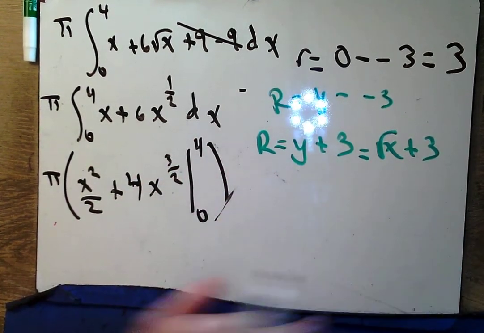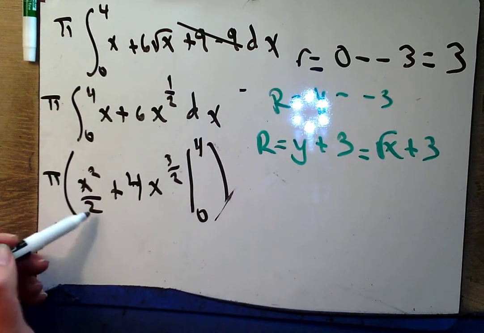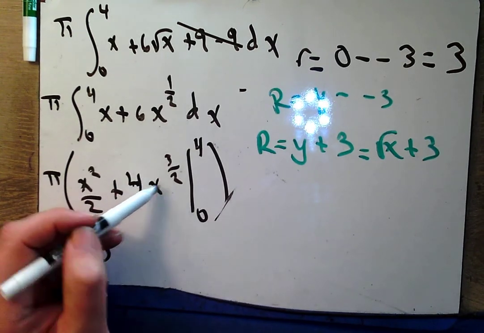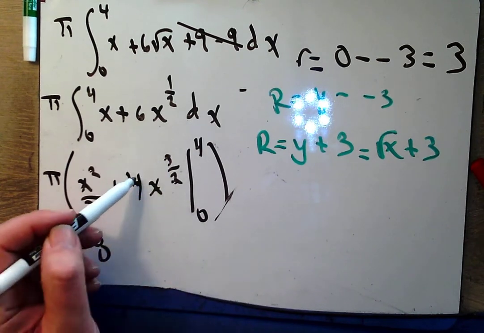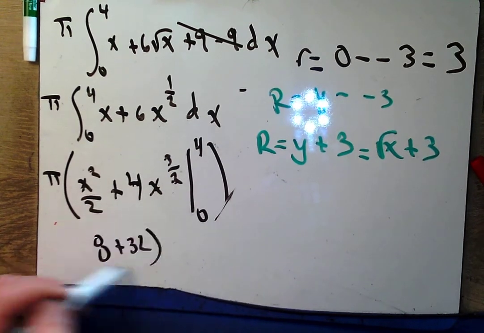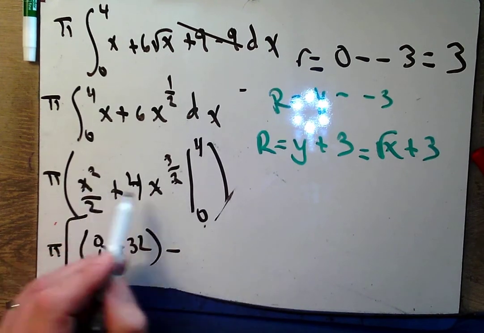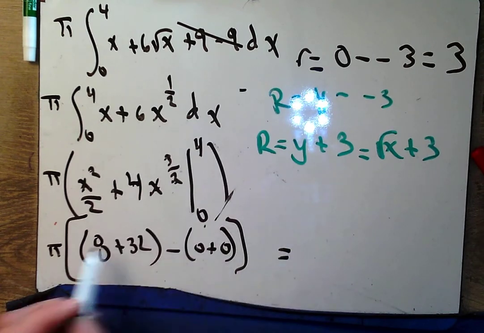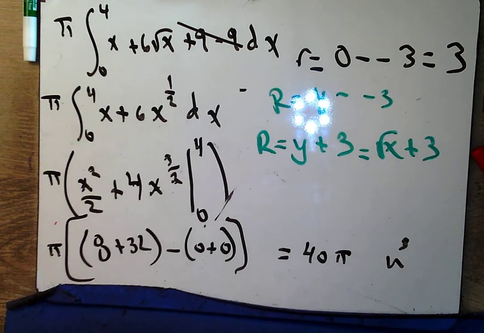Okay, so let's plug our 4 in. 4 squared is 16, divided by 2 is 8. Okay, square root of 4 is 2. 2 to the third is 8. 8 times 4 is 32. Now, if we plug in 0, we get 0 and 0. And so I end up with 40 pi, just like I did last time.